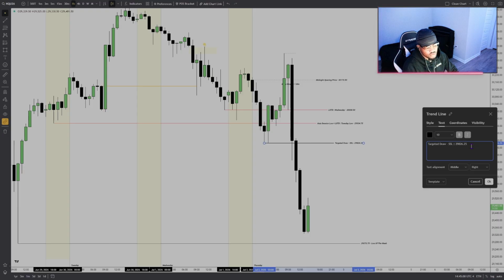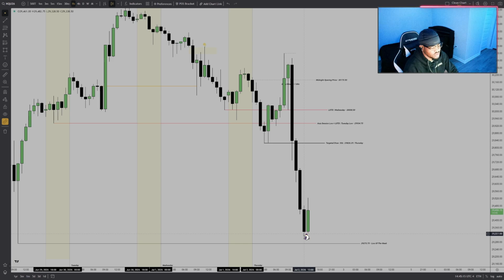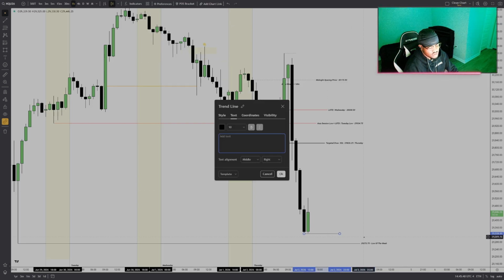So target draw SSL 29,826.25, and this would pretty much be what was the current low for Thursday, but that's been broken, and now the low for Thursday has truly been made at 1300 GMT, which is pretty much 1:45. So I'm sorry, that'd be an hour from now, but it would be the 1 o'clock range. That's where we made the lowest low. So at 1 p.m. we end up making the data low for Thursday, which is currently still the data low at this point in time, 2:45 p.m.